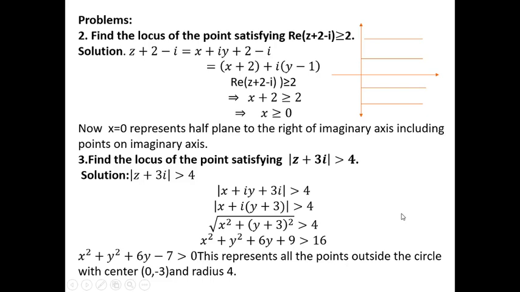Find the locus of the point satisfying real part of z plus 2 minus i greater than or equal to 2. Solution. Let us first consider the bracket function. Bracket function is z plus 2 minus i. Z plus 2 minus i is equal to x plus iy plus 2 minus i. Now, grouping real part and imaginary part, we get x plus 2 plus i into y minus 1. Now, among these, the real part is x plus 2. So, just consider only the real part.